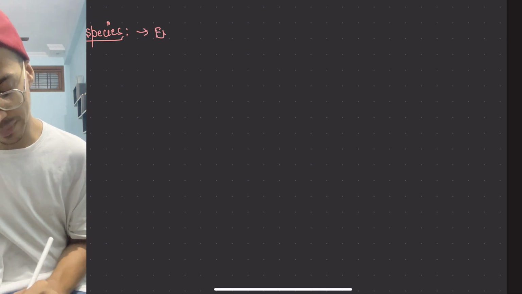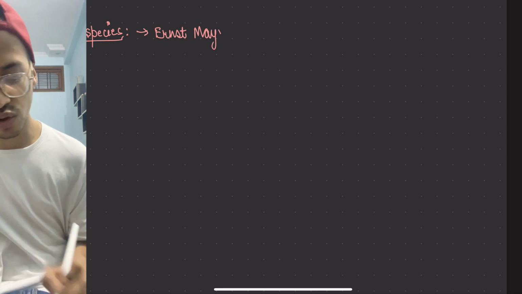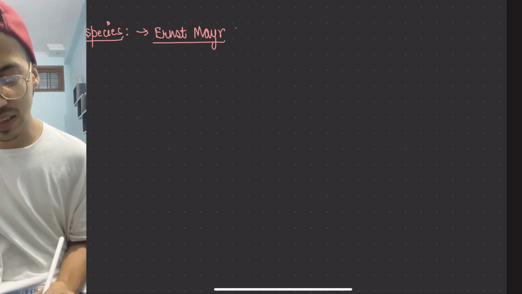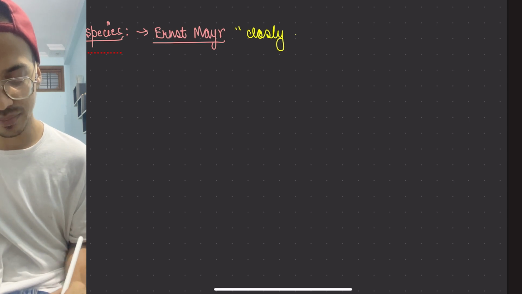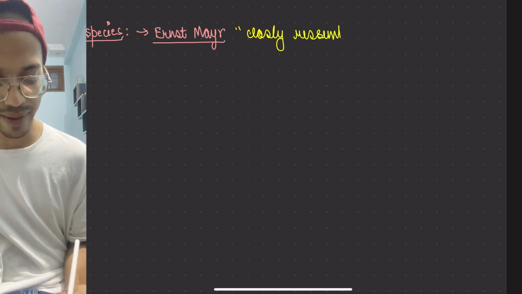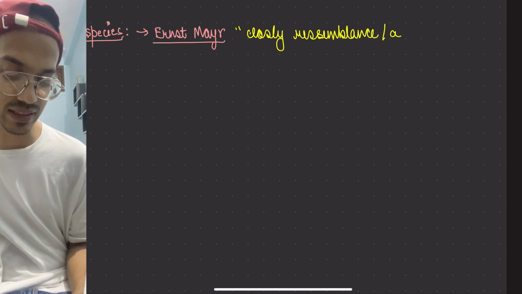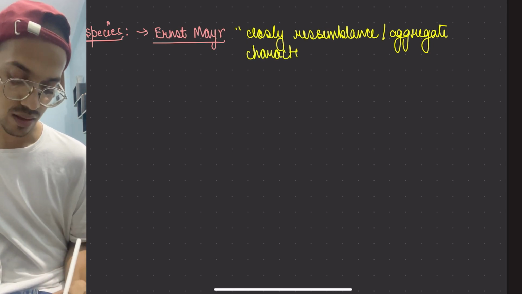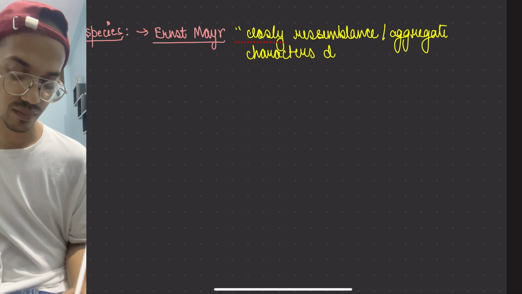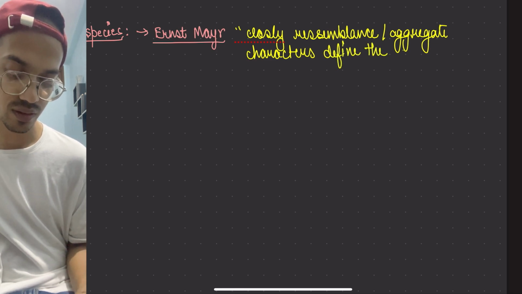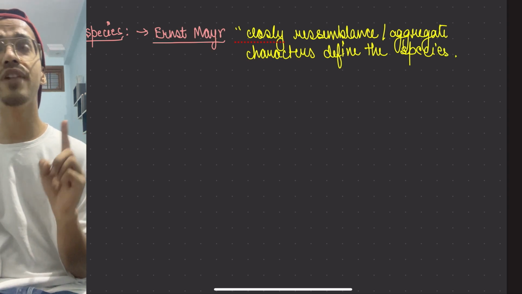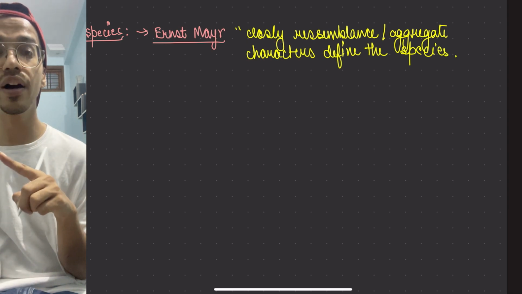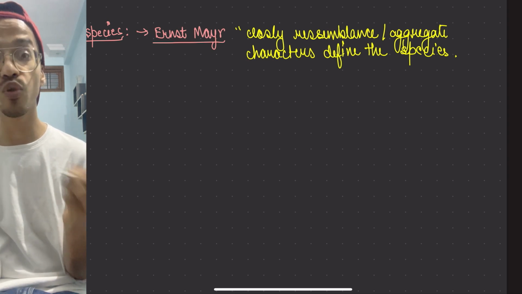Okay, so these are the important facts which I have already discussed with you. The concept of species is given by whom? Ernest Mayr. And when Ernest Mayr gave this concept, he said that species is defined by closely resembling or aggregated characters. He gave a very important concept that members of a species are able to reproduce within the same species.